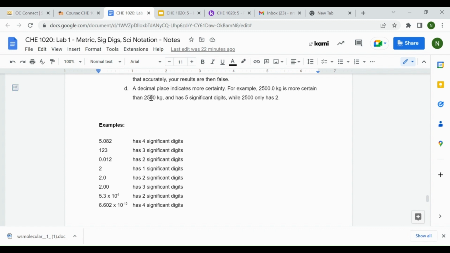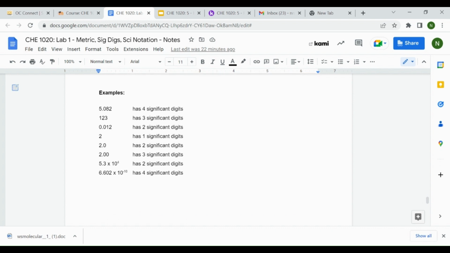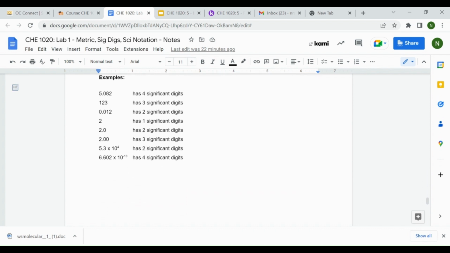All right. Now, these numbers here, after the 25, they serve only to place the decimal, tell us how big this number is. So I can rewrite this in scientific notation as 2.5 times 10 to the 3, and that would only have two significant digits. Let's take a look at some examples, and they'll become a little bit clearer.